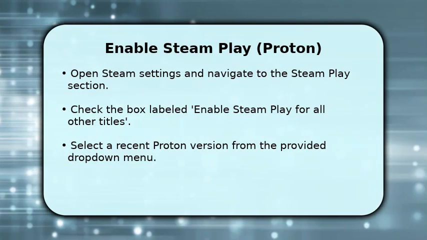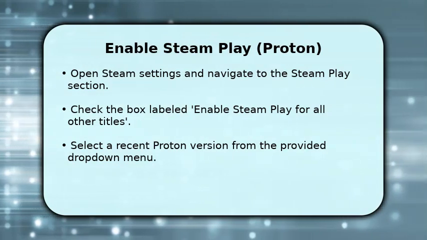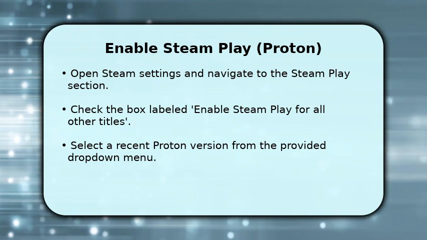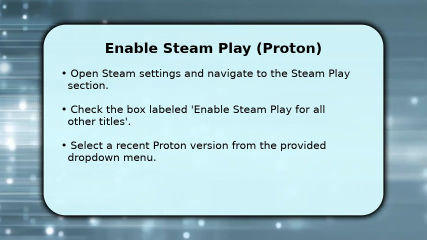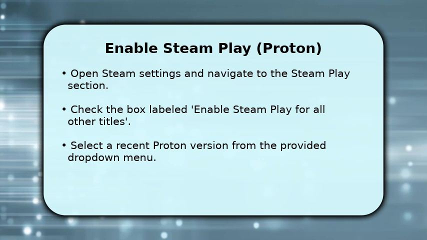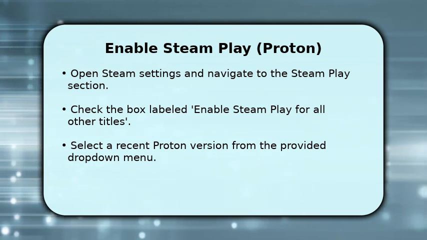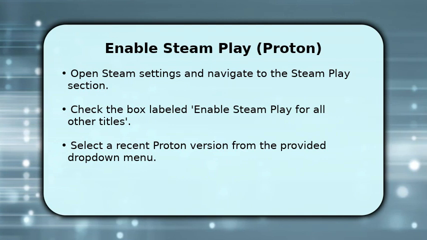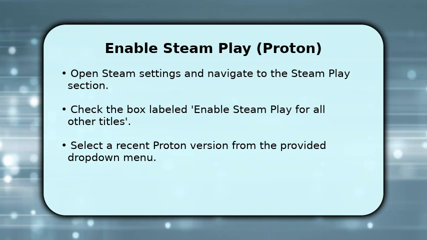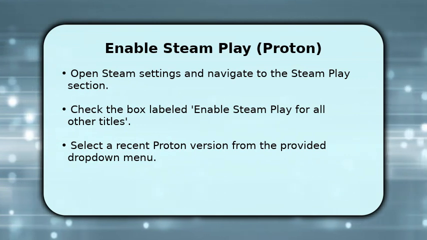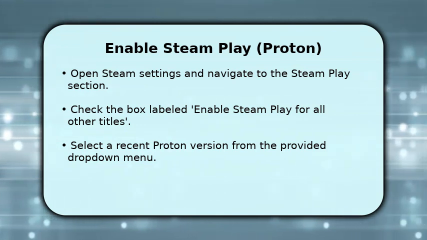To get started, open your Steam client and go into the Settings menu. On the left-hand side, you'll find an option called Steam Play. Click on this and then check the box that says Enable Steam Play for all other titles. Below that, choose a recent version of Proton from the drop-down list. This tells Steam to use Proton for non-native games.